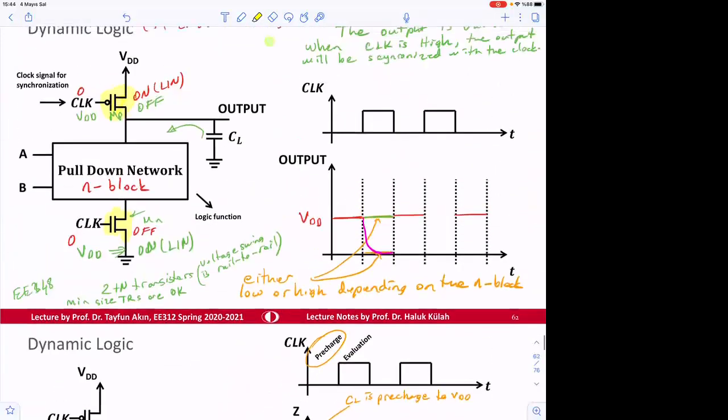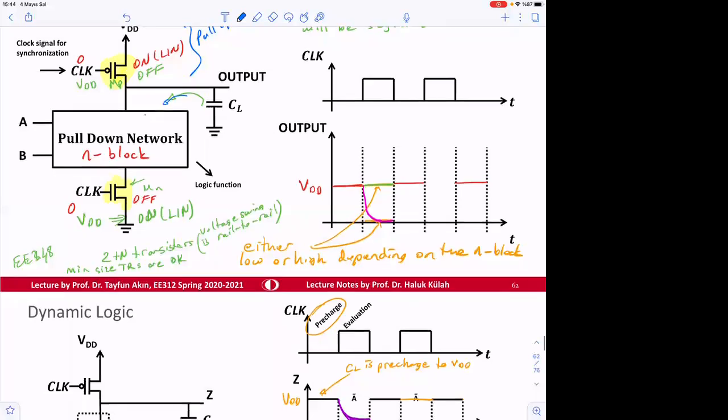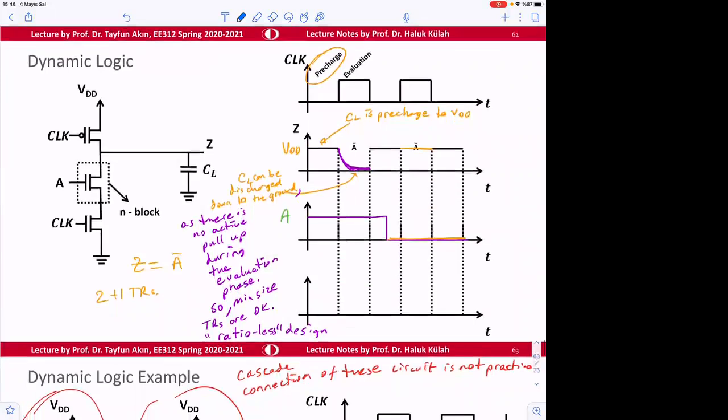So since the pull-up, this is called pull-up. The pull-up is not always pulling up, so therefore, output voltage can drop to 0 if this is valid, for example. So this can be pulled down to 0. So that's kind of the advantage of the thing here.